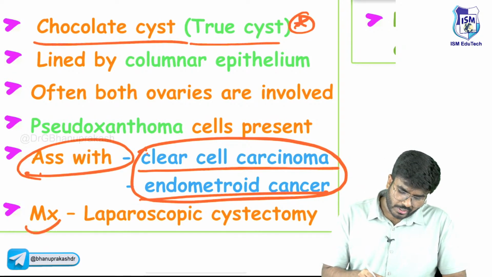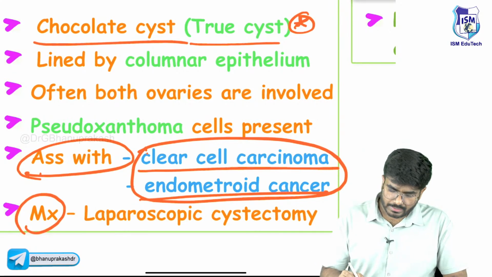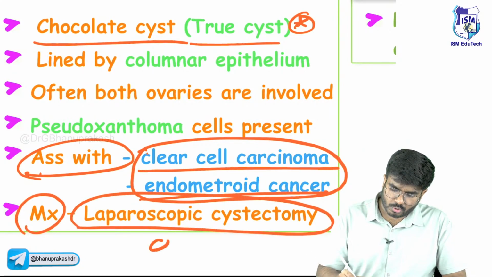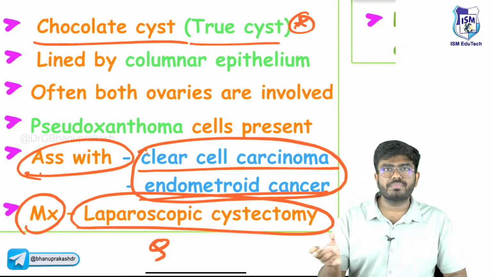Okay, so what you have to do? What is the management? You cannot do medical management. You cannot treat it medically. Laparoscopic cystectomy. That's a question asked. Okay, laparoscopic cystectomy. Via laparoscopy, you have to remove the cysts from both the ovaries.